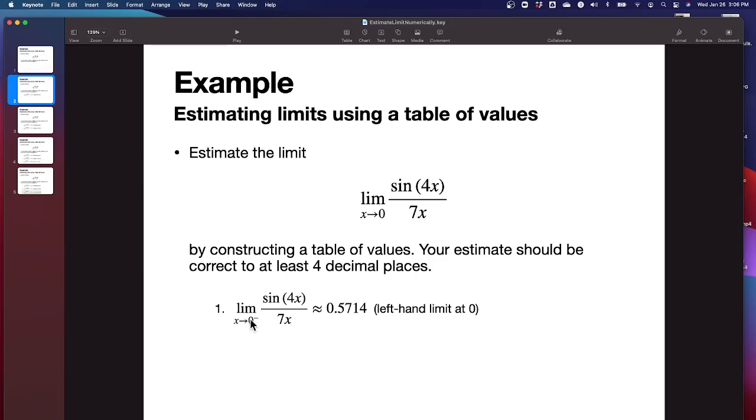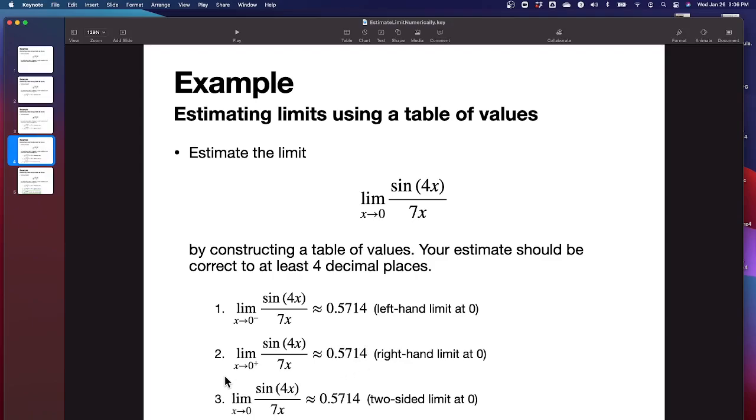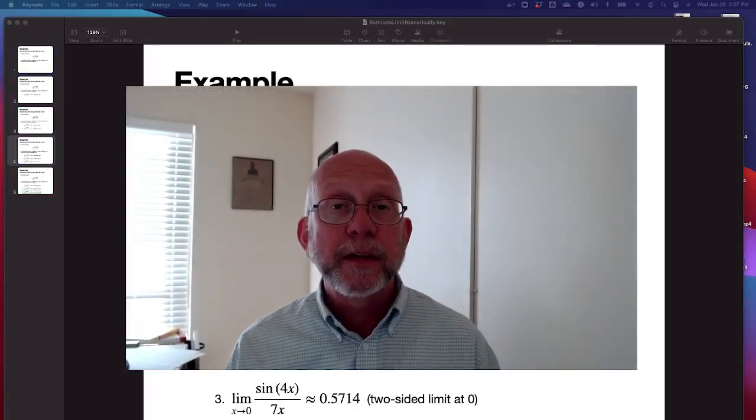The way that we would state this mathematically: the second table was looking at values of x approaching 0 from the left, and we got to 4 places an estimate of 0.5714. The first table we made was values of x approaching 0 from the right, and we also got that same estimate, right? So that means that we would estimate that the two-sided limit at 0 is approximately 0.5714, and we believe our estimate has 4 places of accuracy there.